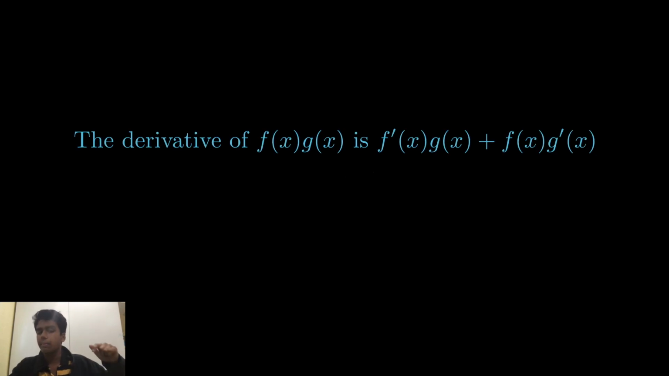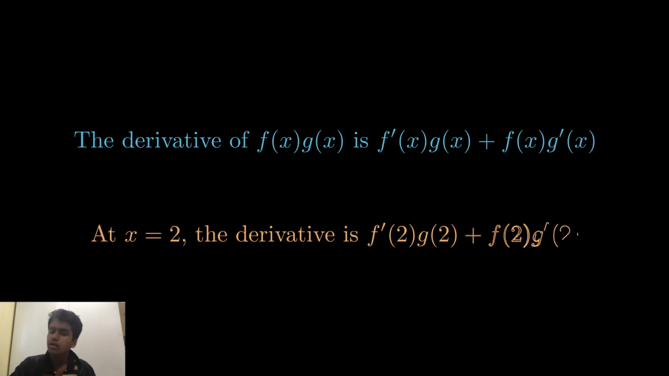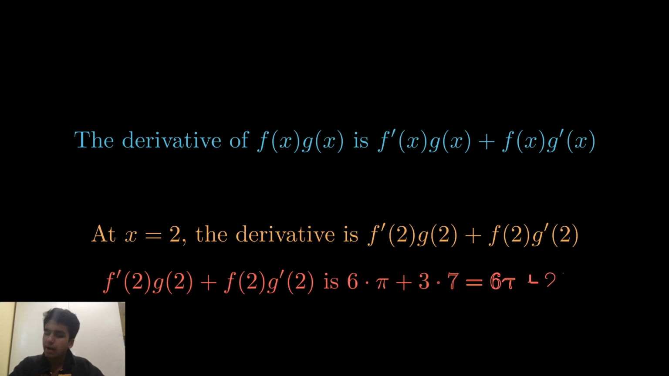Part B, we want to differentiate f of x times g of x at x equals 2. So we use the product rule, which says that the derivative is f prime of x times g of x plus f of x times g prime of x. So we substitute 2 in, and then we go through our table to find each value, and we plug that in to get 6 times pi plus 3 times 7, which is 6 pi plus 21.